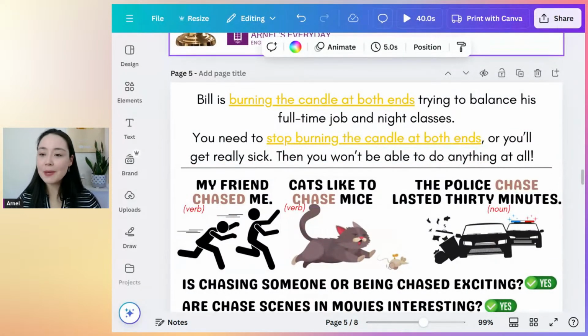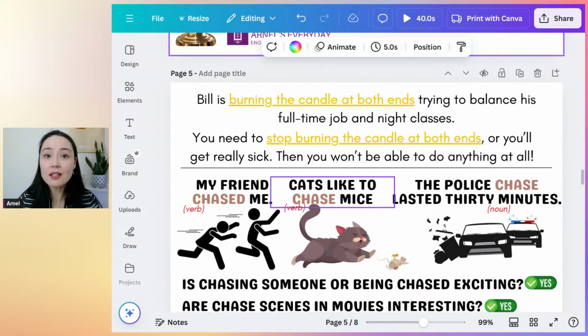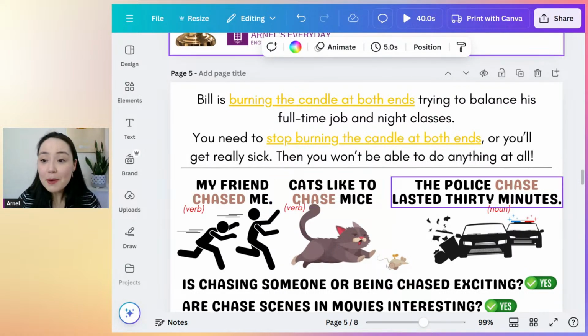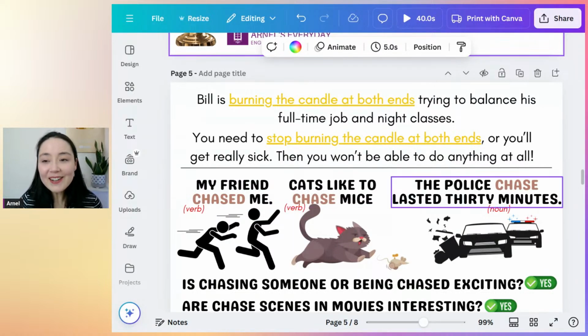Let's start with some pictures. My friend chased me. Chase? Cats like to chase mice. The police chase lasted 30 minutes. So take a look at this. Here chase is a verb. Here chase is a verb. Here chase is a noun.